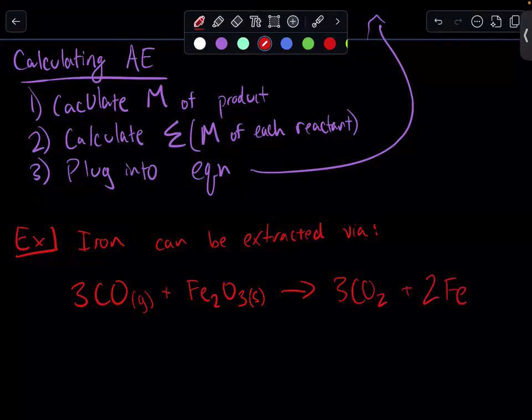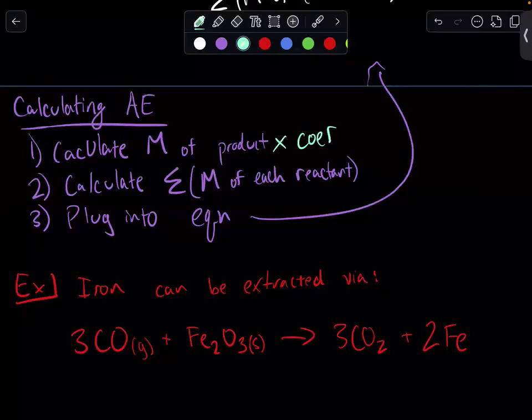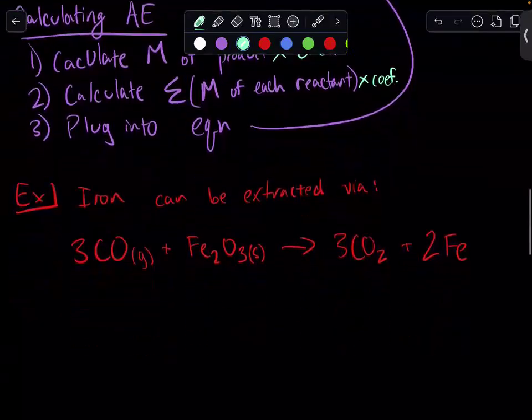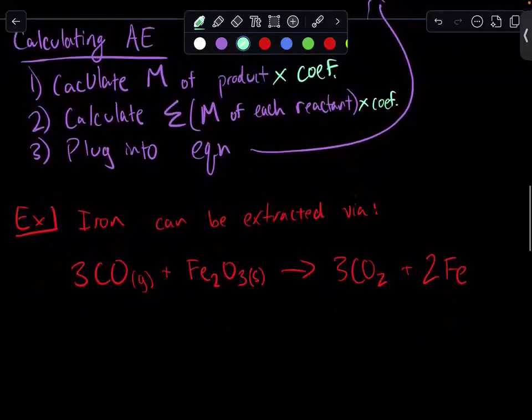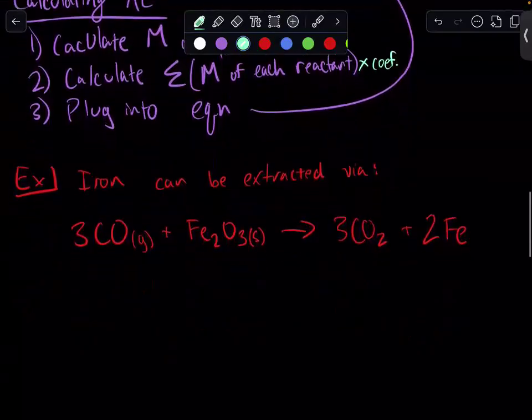Now, one thing I want to point out is in our steps, something I did not include but should include is that this is the molar mass of the product times the coefficient. And this is the molar mass of each reactant times their coefficient as well. Those coefficients are important to our ratio as they actually indicate how much we're producing. They're part of that mole ratio and reacting ratio that we discussed in earlier sections.